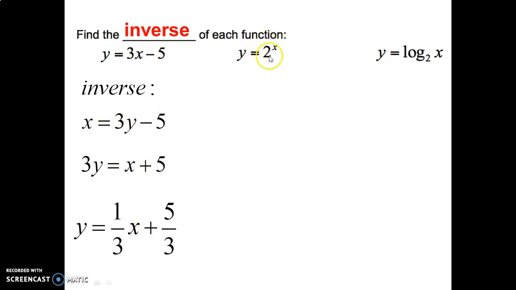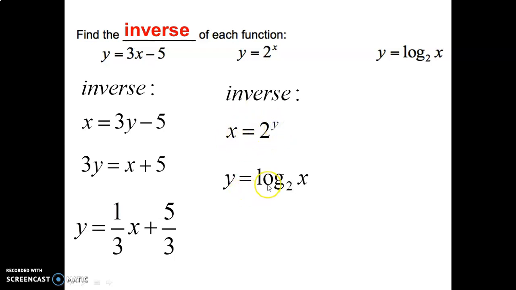But what about this one? How would you get the inverse of that? Well, follow the same process. For the inverse, you would swap the x and y values. And now this, you cannot solve for y unless maybe you change it to log form. So let's try. This is a base 2 in this exponent, so we're going to write log base 2 of x equals the exponent, equals y. So we have taken this exponential and changed it to log form, and that is the inverse.